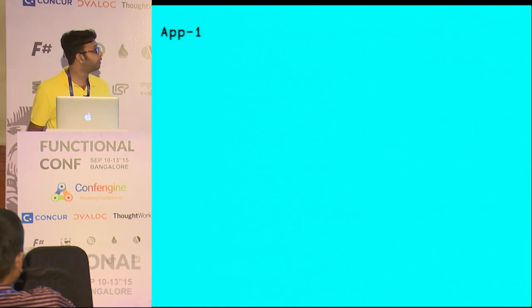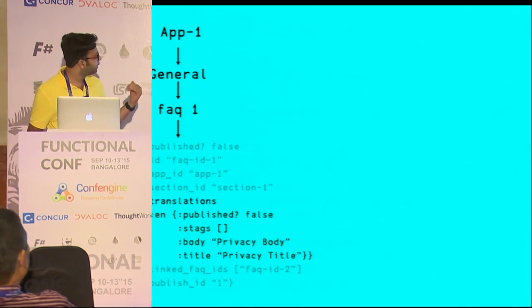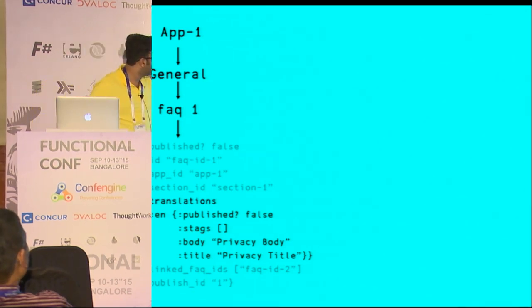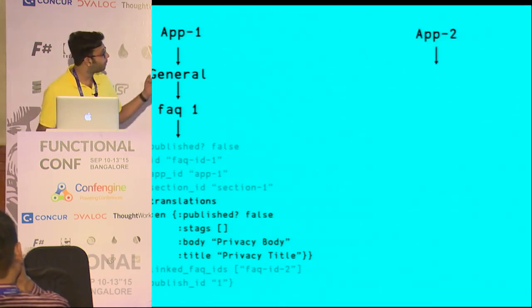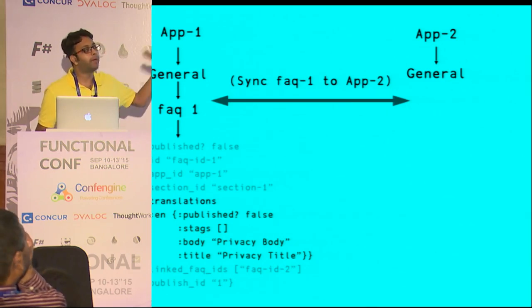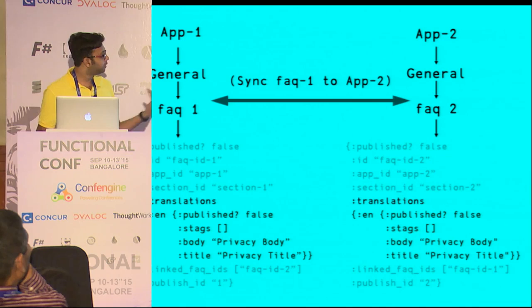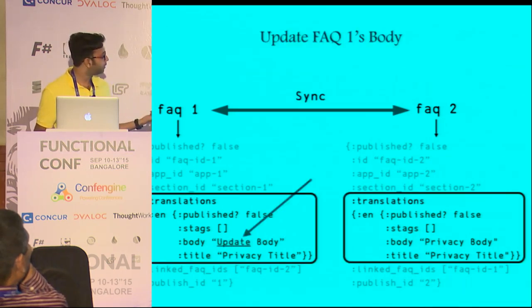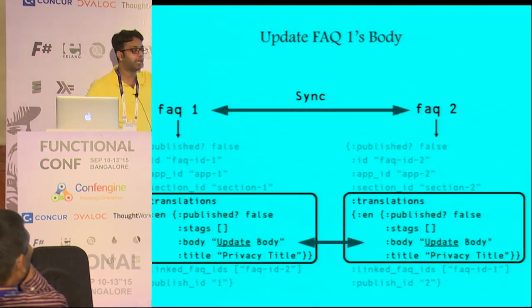So here is an example of that. There is one app which has a section called general, and within that there is an FAQ which has this translation with that body and title, and there's some metadata. Then there is another app with another section, and we want to sync FAQ1 to app2. So this will create another FAQ with the same translations as the body. And if I update one body, the backend will automatically update that.